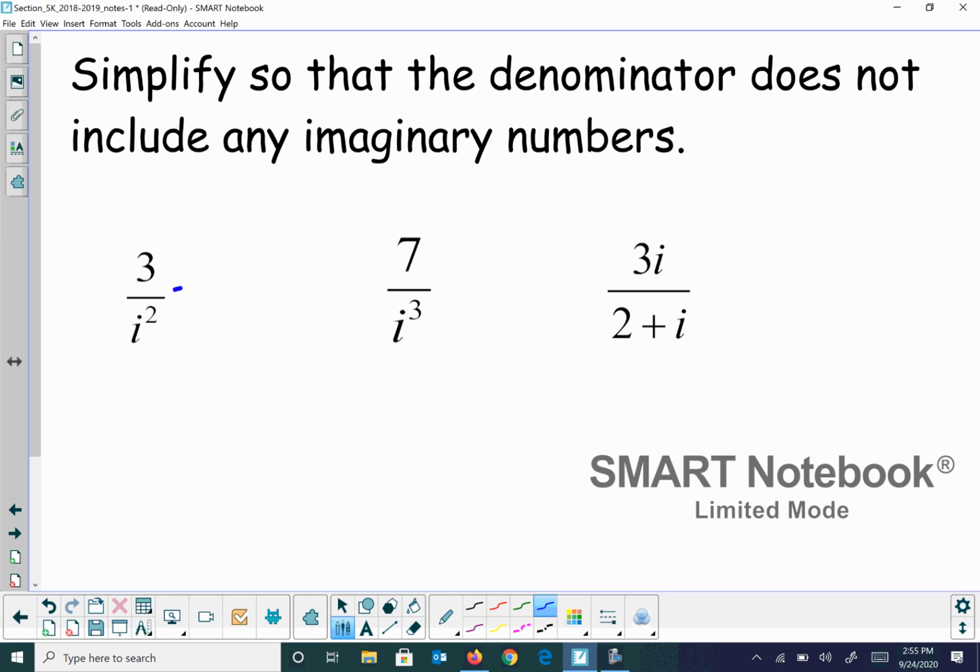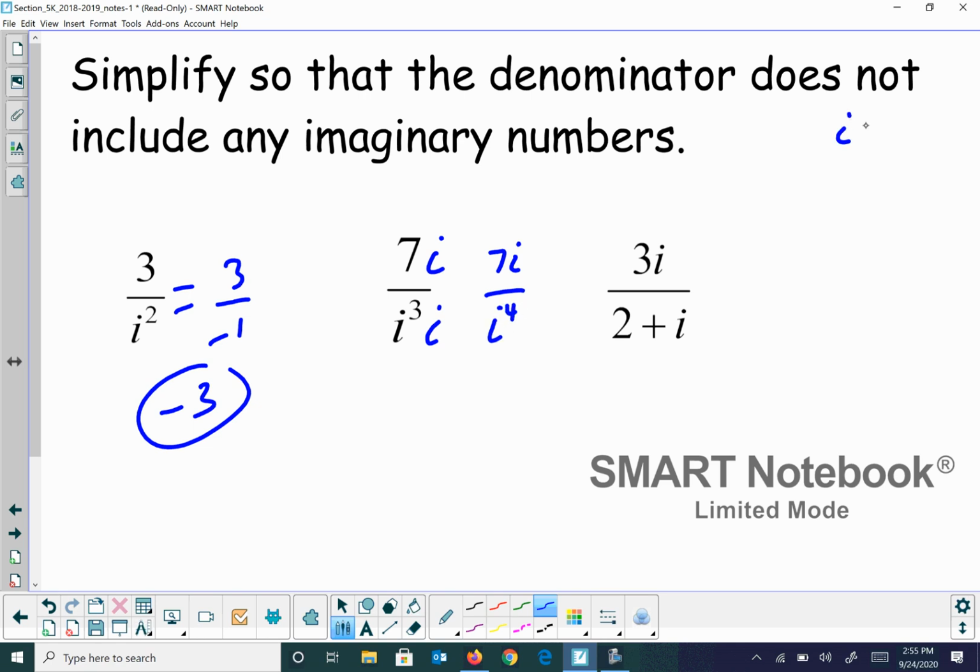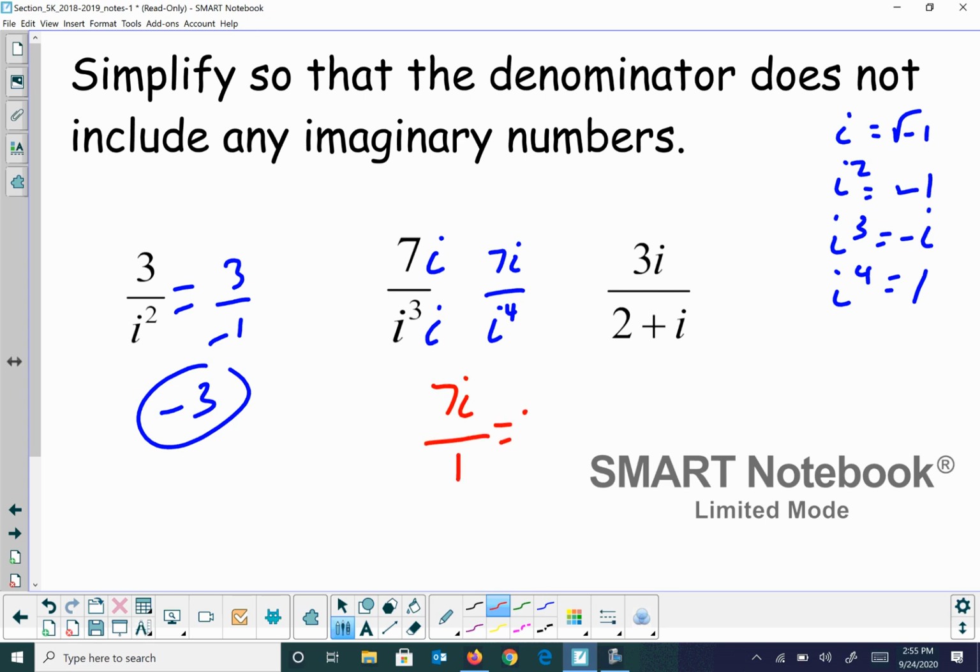So simplify the denominator if you need to. So that's going to be 3 over negative 1, which comes out to negative 3. I don't want to have an i in the denominator, so I'm going to multiply top and bottom by i and i. So I get 7i on top. I get i to the 4th on bottom. What did I say i to the 4th was? I had this, I had this, I had this, and I had this. So what is the denominator going to equal? It's going to give me the 1. So that would simplify just to that.